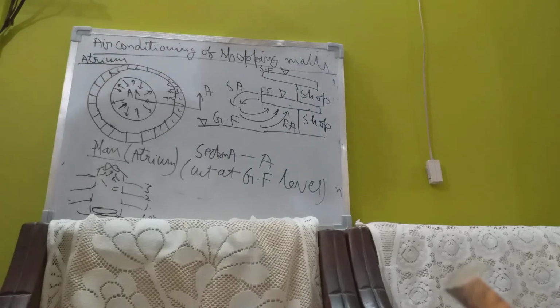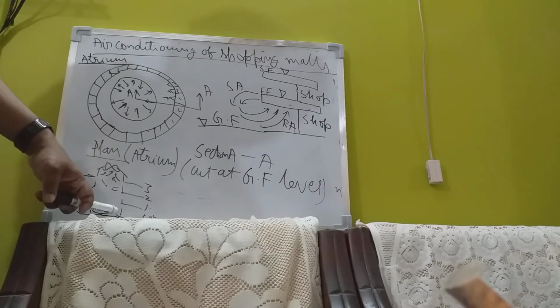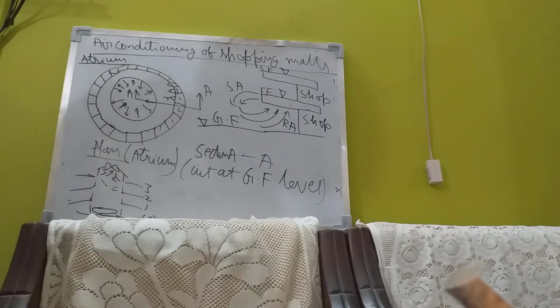So in good shopping malls, like Promenade Mall or the DLF shopping mall, you'll see a very good height maintained at every floor. So from a high height, you cannot supply air to air condition the ground floor of the shopping mall.